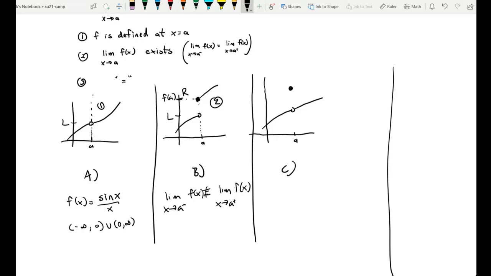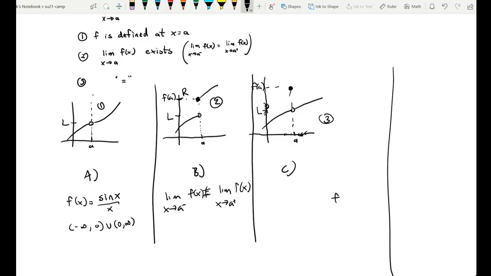Is the function defined at A? Sure. Okay. Does the limit exist? Well, sure. The limit as x approaches A from the left is the same thing as the limit as x approaches A from the right. So the limit exists. But it's the third reason, right?